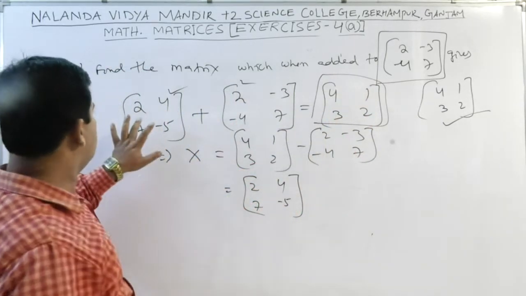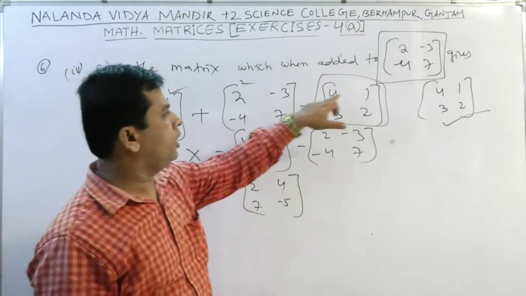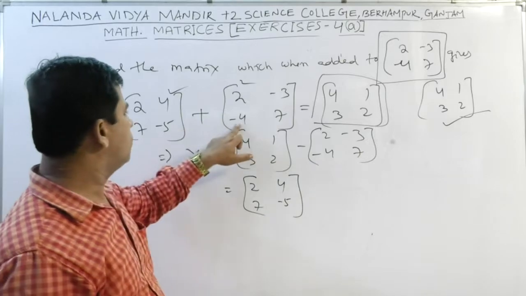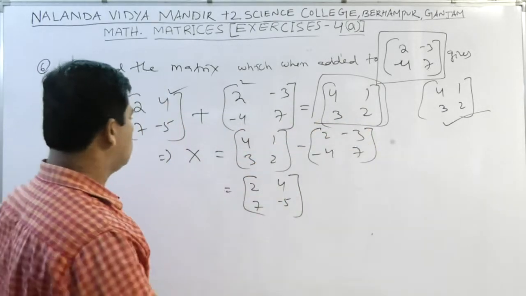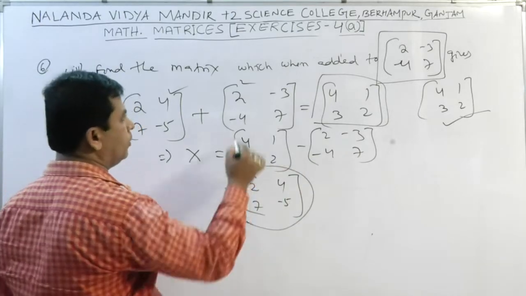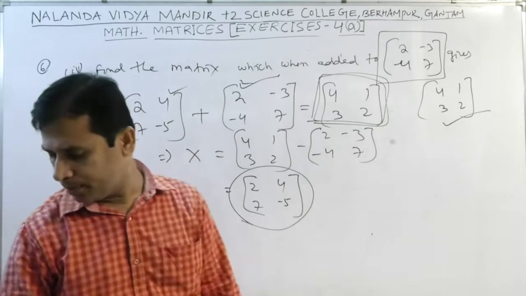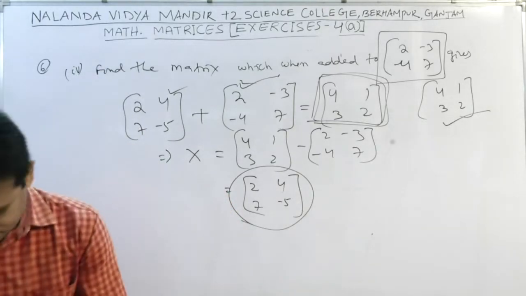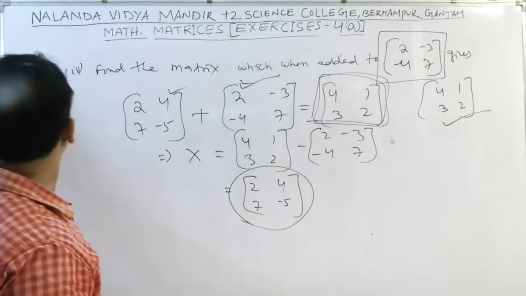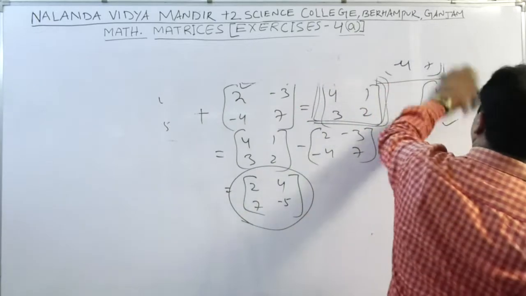We can also verify this. 2 plus 2, 4. 4 plus minus 3, 1. 7 minus 4, 3. Minus 5 plus 7, 2. Therefore, this matrix, when we add it with this, we get this matrix. Okay. Question 4 to 6 is over.